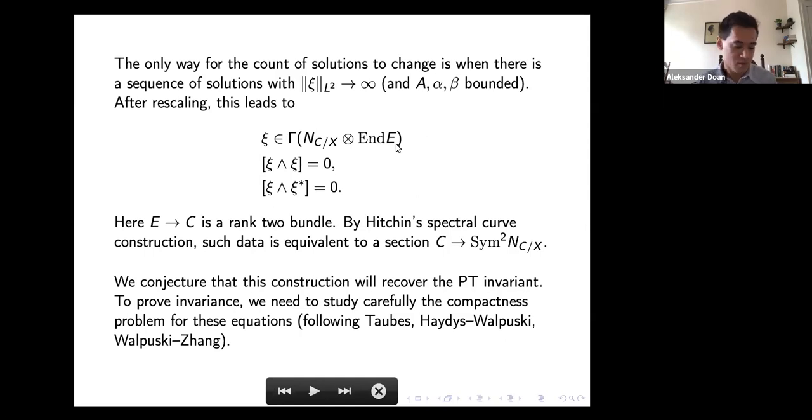That means that at every point I have two matrices. And these two equations tell me that these matrices are normal and that they commute with each other. That means that I get two eigenvalues. And over each point in the curve, I get two eigenvalues that give me an element in the normal bundle. So this is called the Hitchin spectral curve construction.